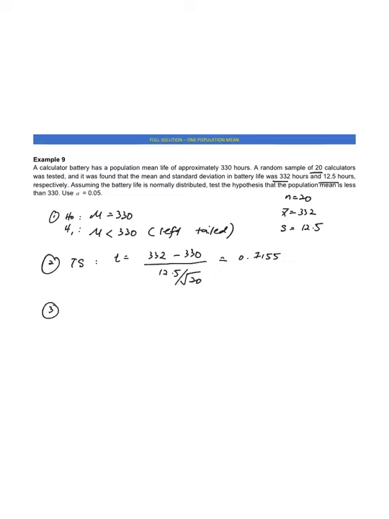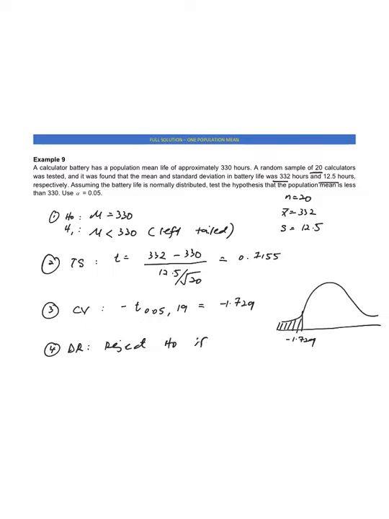Okay, number 3, find the critical value. Since this one is left tail, don't forget to put negative. T alpha 0.05 and 20 minus 1, 19. Based on the table, we get the value negative 1.729. Look at the left tail, our critical value is negative 1.729. So we can write the decision rule: reject H naught if test statistic is less than negative 1.729.